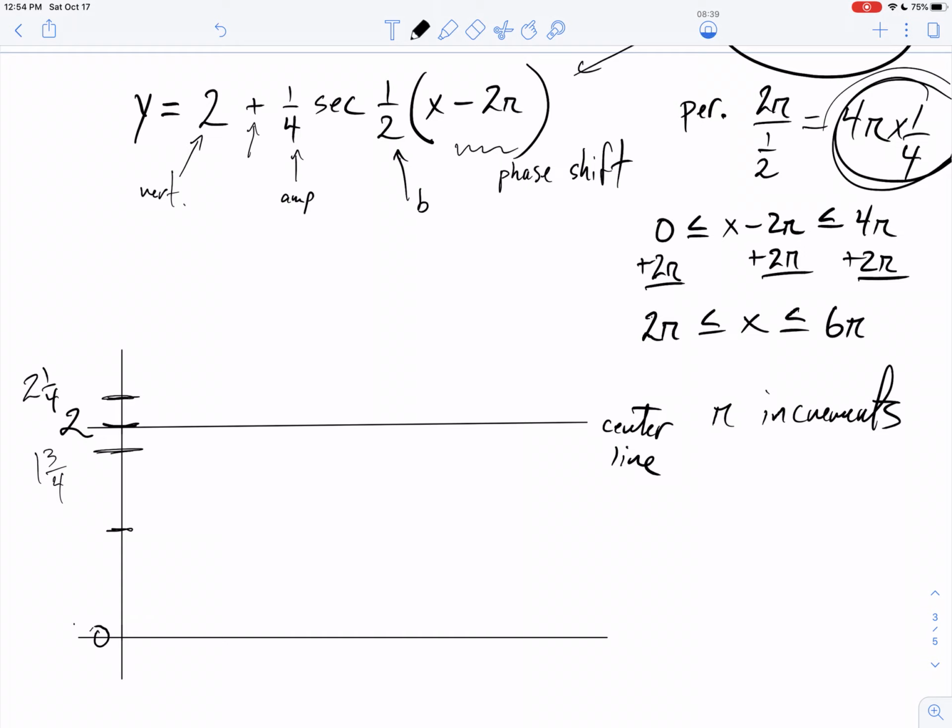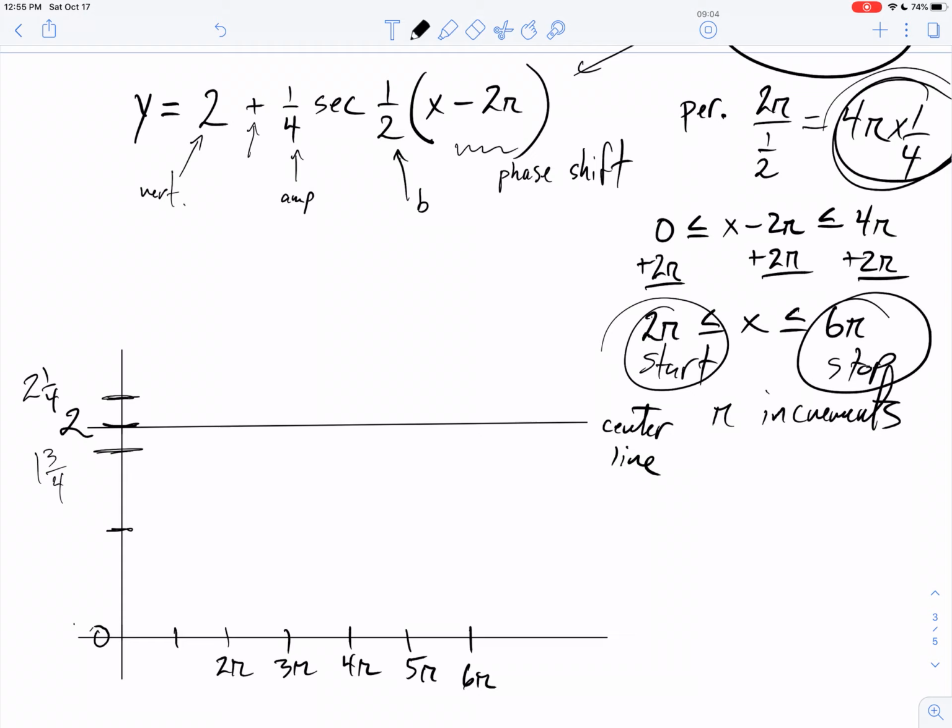So I'm just trying to make this work. I'm not going to start here. Oh, I am going to start there. That's 2 pi. But I'm counting by pi's. So that's 1, 2, that's my start. Then I go 3, then 4, then 5, and then I'm going to stop at 6 pi. Remember, there's my start. There's my stop. And I counted by pi each time.